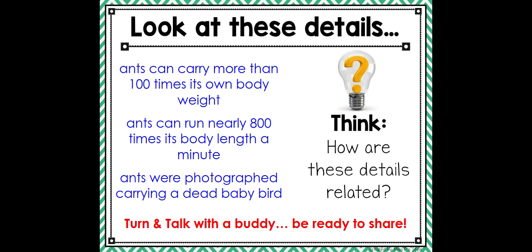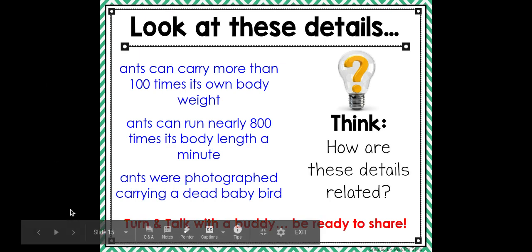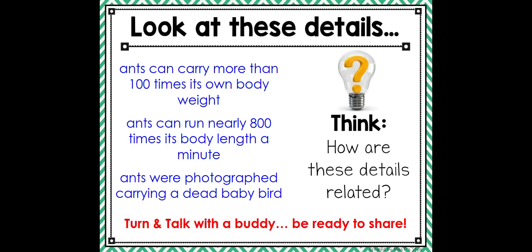If you were thinking that the relationship is that ants are very small insects, but they are actually really strong, you would be correct. This is telling about how strong ants are, what they can carry, and this is about how fast they are. So they're all related by explaining how ants are small but strong.